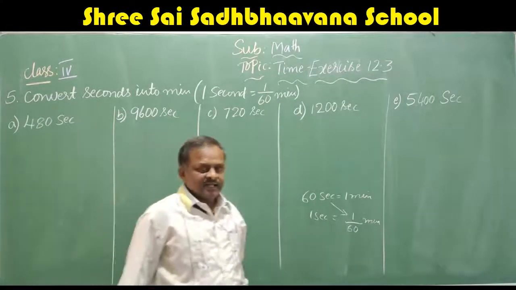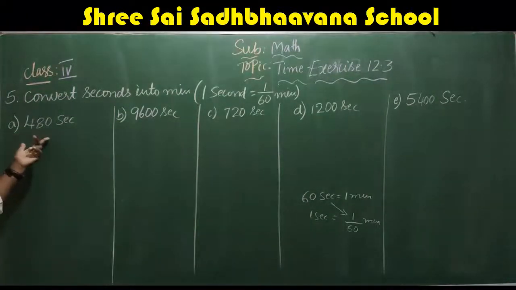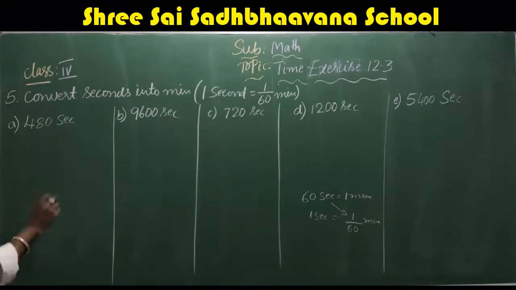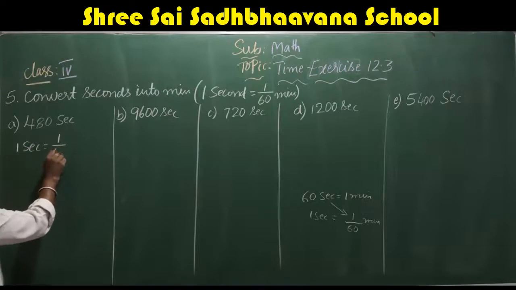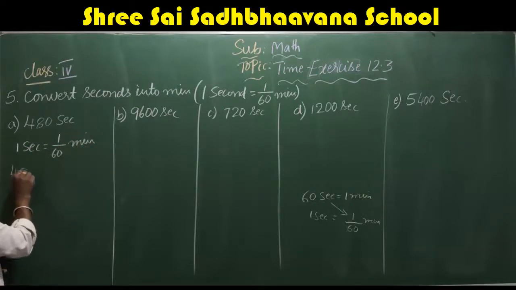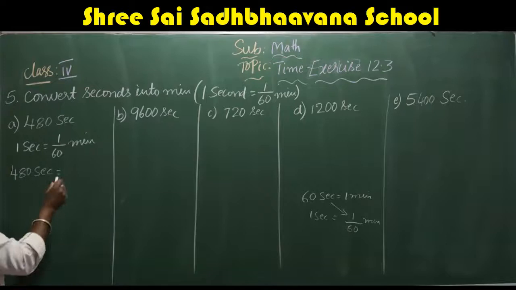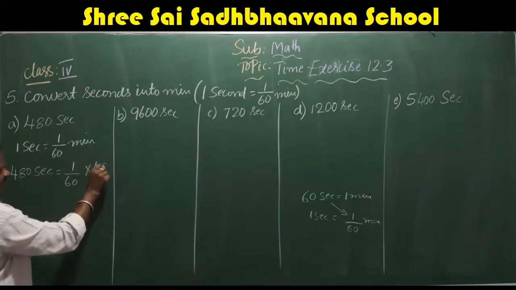Next we'll move into the problems now. So the first one they have given is 480 seconds. You know 1 second is equal to 1 by 60 minute. So 480 seconds is equal to, what do I have to do? Multiply this 480 with 1 by 60. So 1 by 60 into 480.